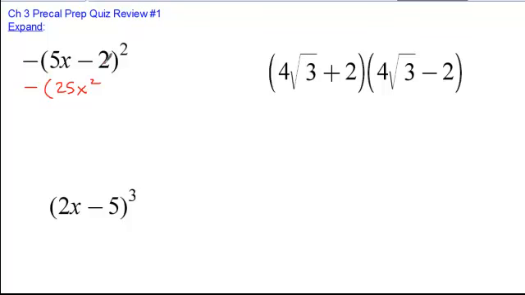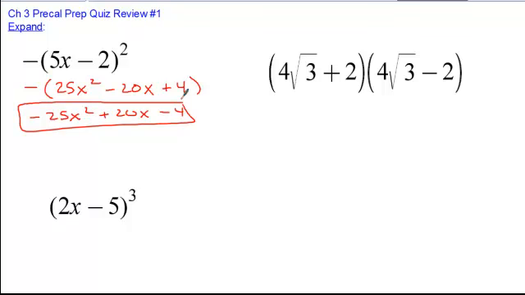So 5x times a negative 2 is negative 10x. Double that gives you negative 20x. And then we're going to take the last term and square it. Negative 2 squared is a plus 4. So that's our binomial square expansion. The only thing that remains is to distribute this negative through each of the terms. So we change the sign of each of these three terms, and that's going to give us our solution.